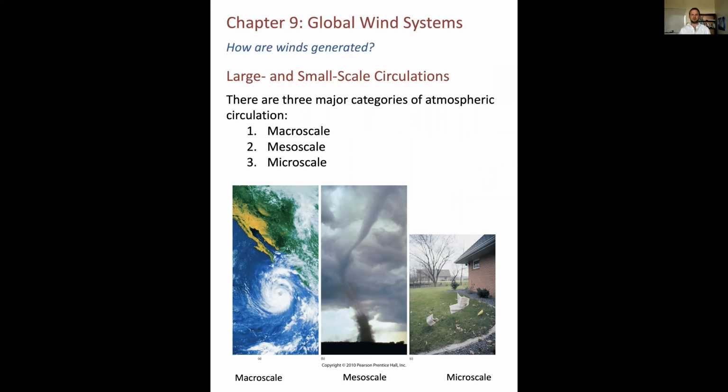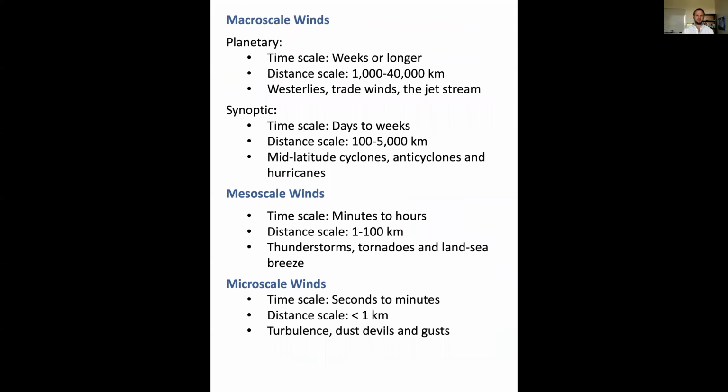Now, what do these mean? They are associated with different scales of time as well as space in which they exist. So what does this mean in particular? We have macroscale winds that are planetary, which means that there are very long time scales and very large spatial scales. Weeks or longer, and larger than 1,000 up to 40,000 kilometers.